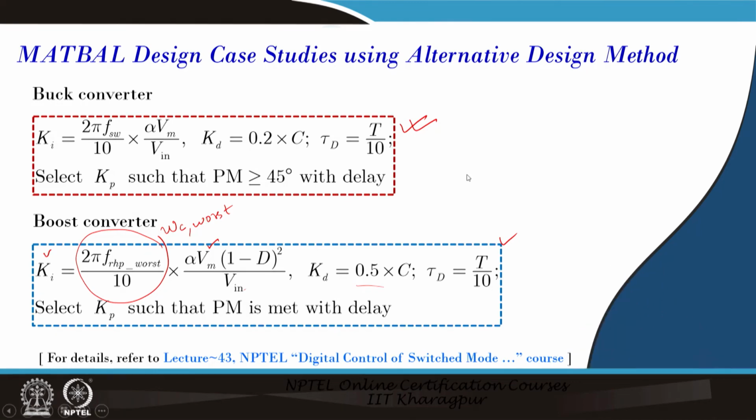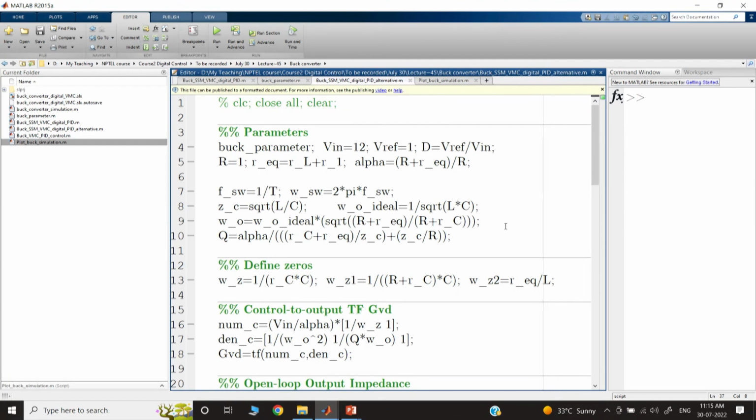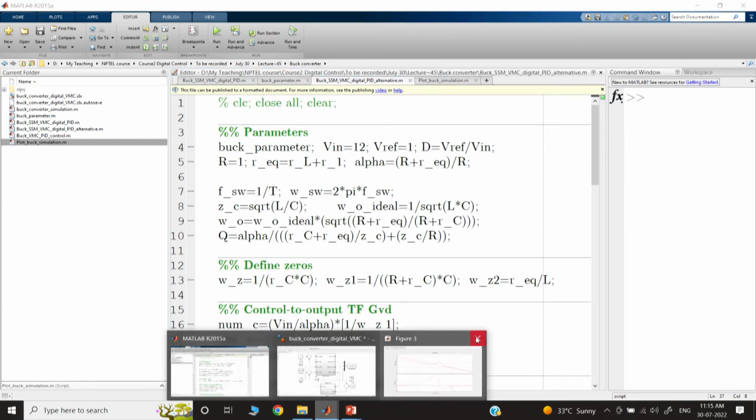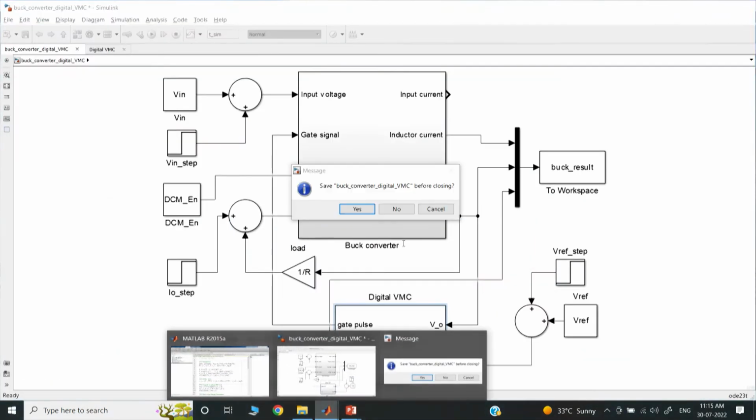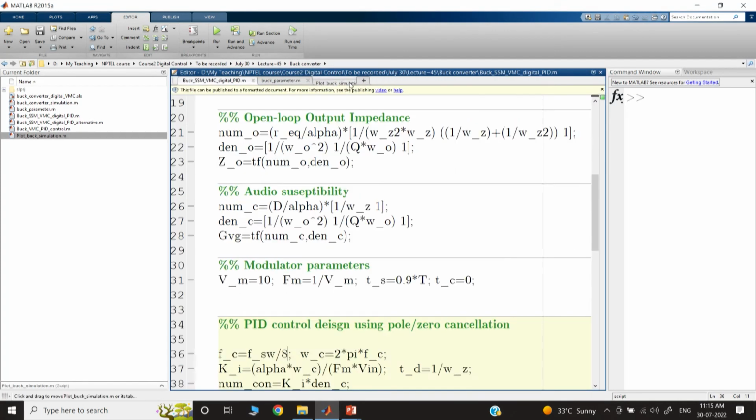So, let us go to MATLAB and we want to show. These are the earlier voltage mode control case studies. So, we want to go to MATLAB and open it. This was for the buck converter. Now, we will go for the boost converter.